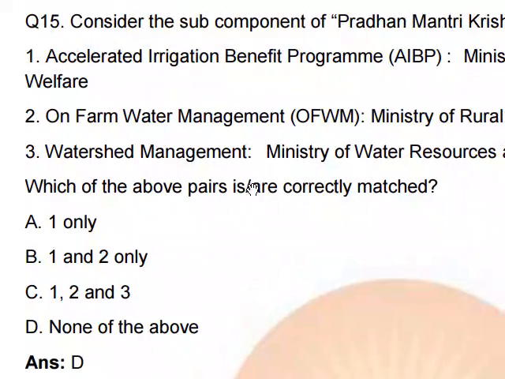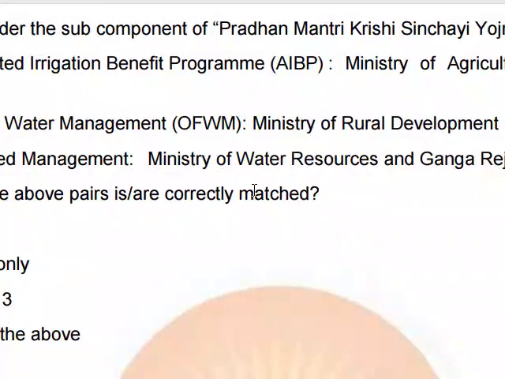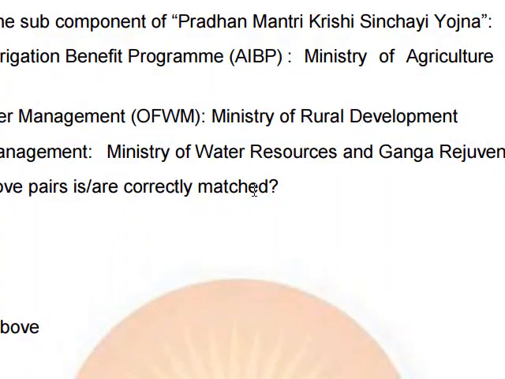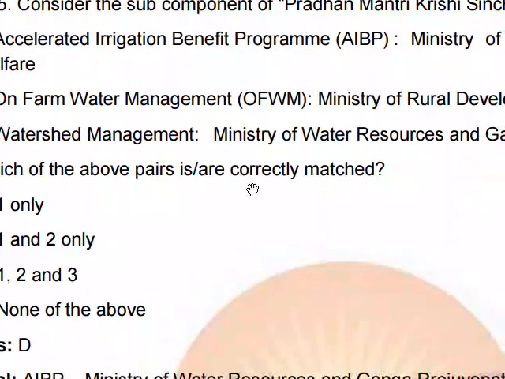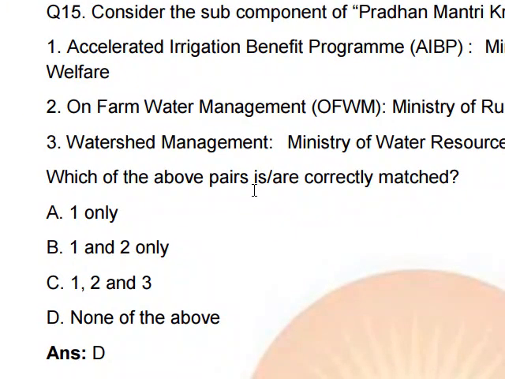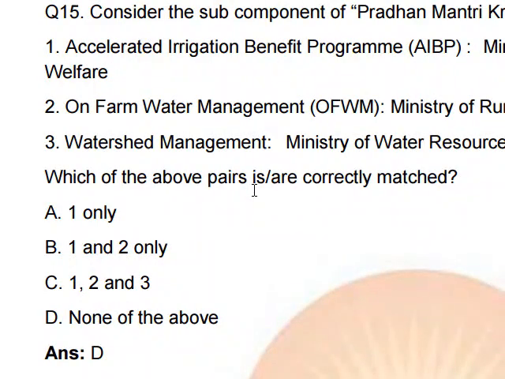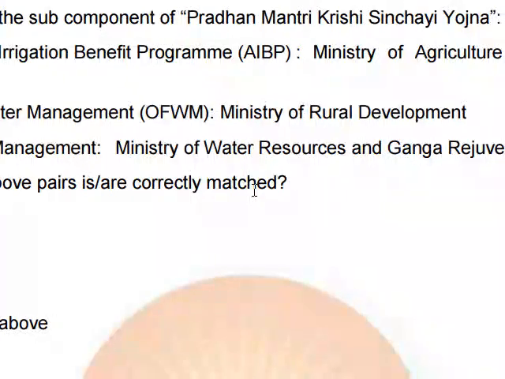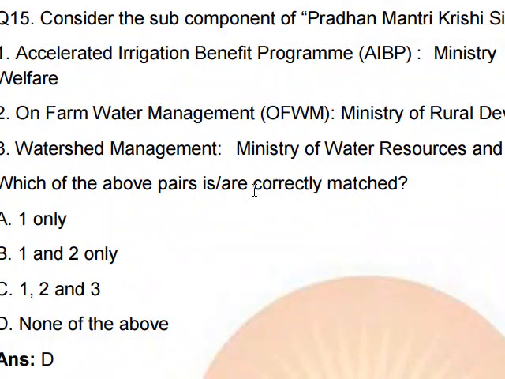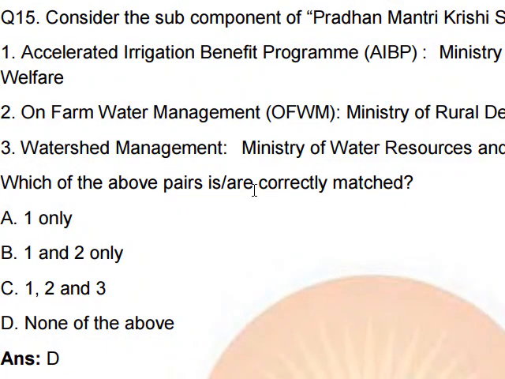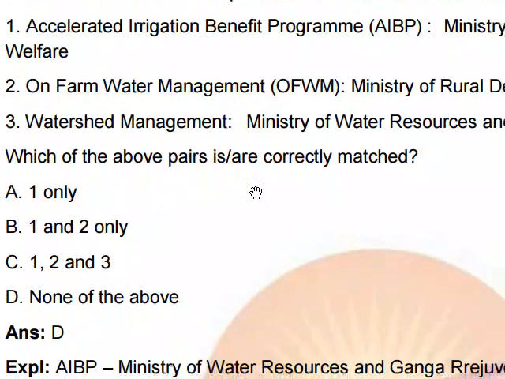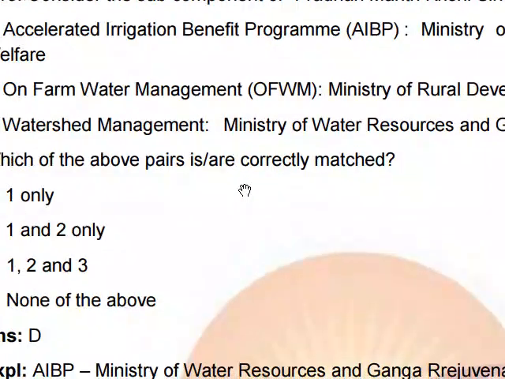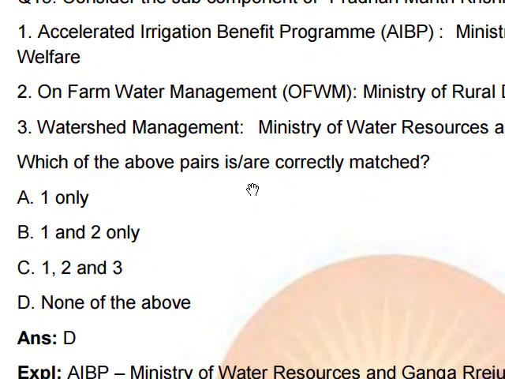Consider the following subcomponents of Pradhan Mantri Krishi Sinchayee Yojana. Which is correctly matched? It is mainly AIBP with the Ministry of Agriculture and Farmers Welfare, not; OFWM with Rural Development, not; Watershed Management, not. None of the above correctly match.